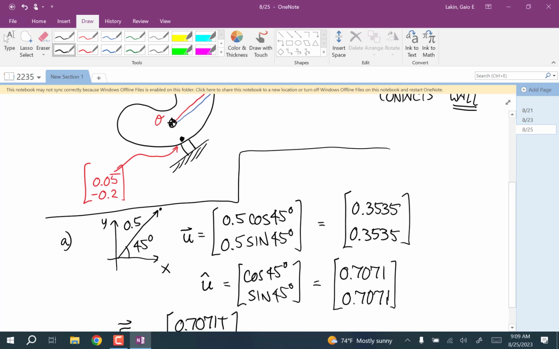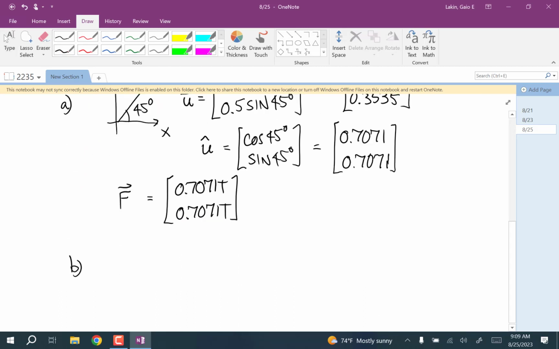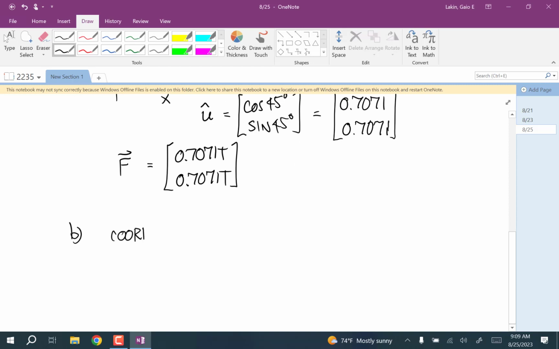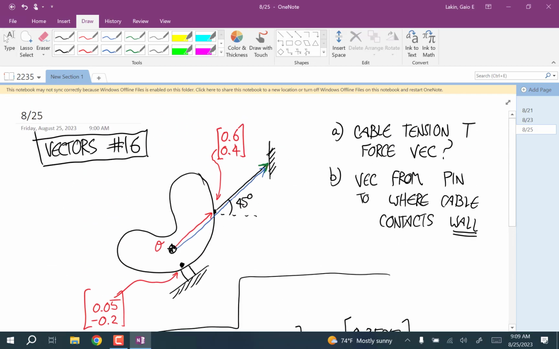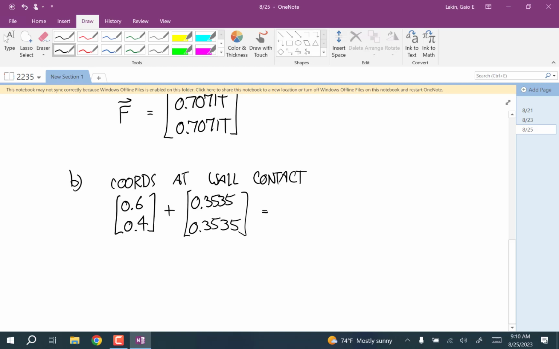Well, the black vector is what we came up with here. That's u. And so the coordinates at the wall contact are just 0.6, 0.4, plus 0.3535, 0.3535. And so you get 0.9535, 0.7535.